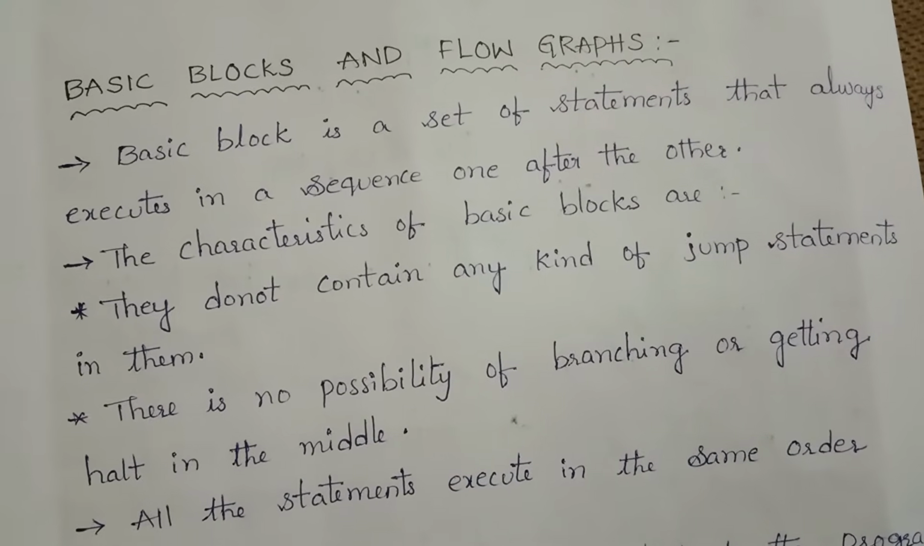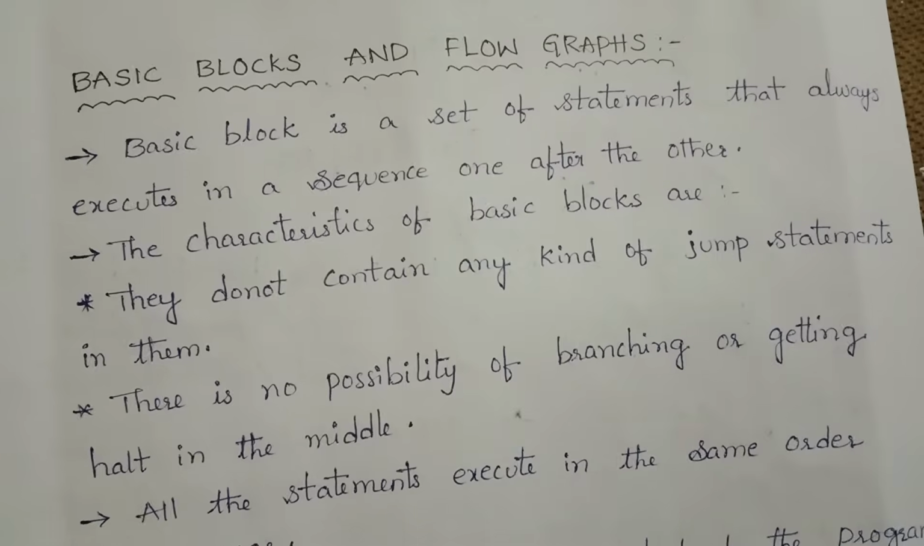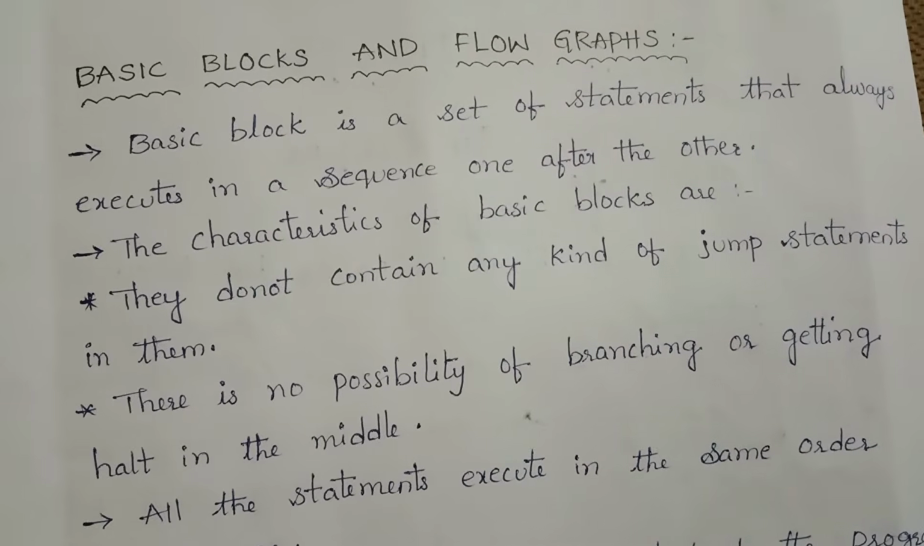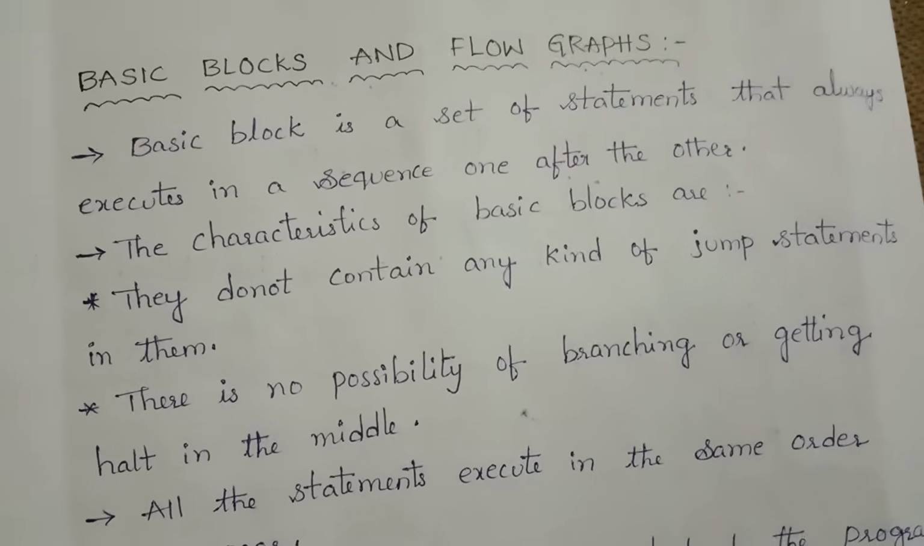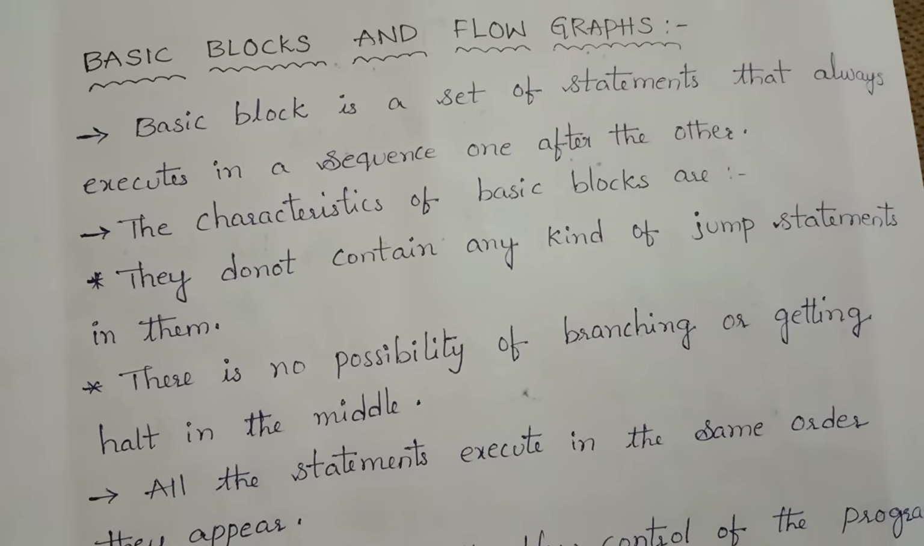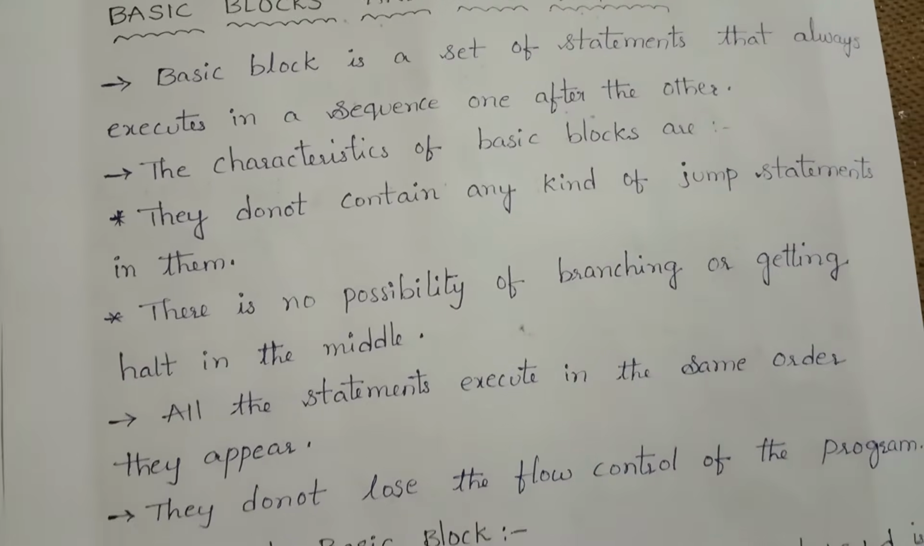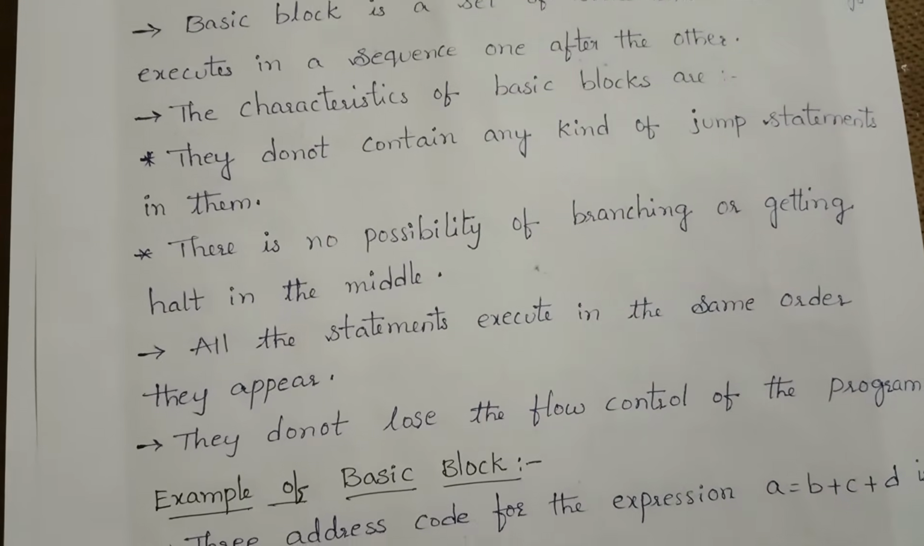Basic blocks and flow graph. A basic block is a set of statements that always executes in a sequence one after the other. The characteristics of basic blocks are that they do not contain any kind of jump statements in them. There is no possibility of branching or halting in the middle.